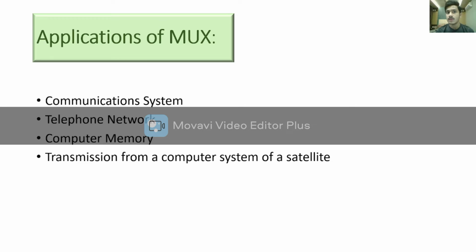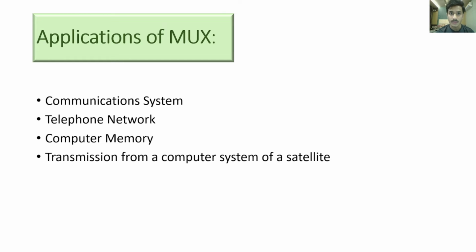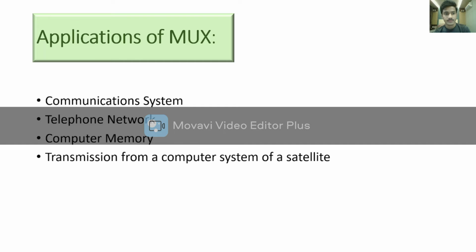In the telephone network, various wires are connected to the base station. The base station receives only one signal, and there will be a demultiplexer at the base station, which transmits the signal to several telephone networks. In computer memory, there will be multiplexers in the processors, as we have discussed in the CO course.